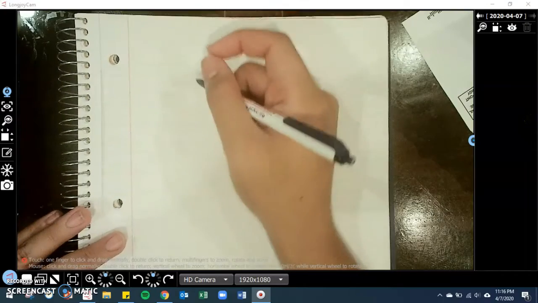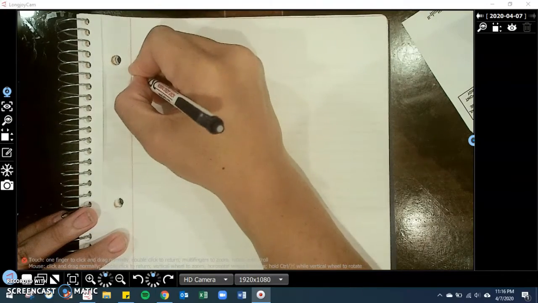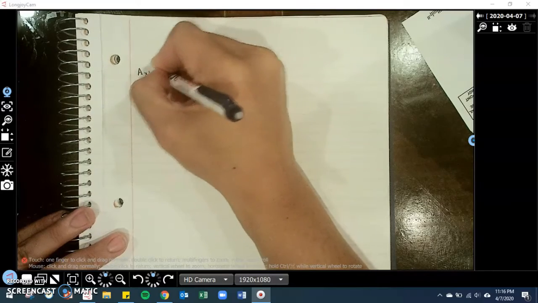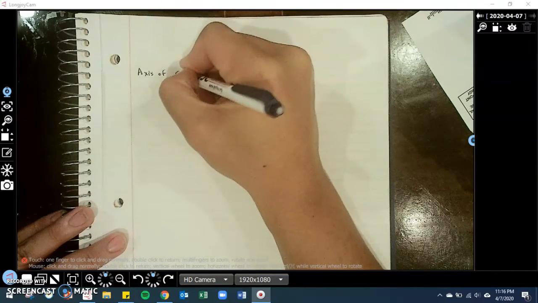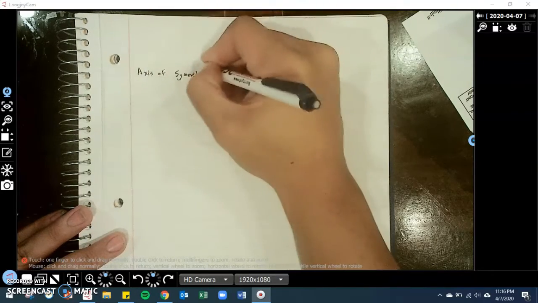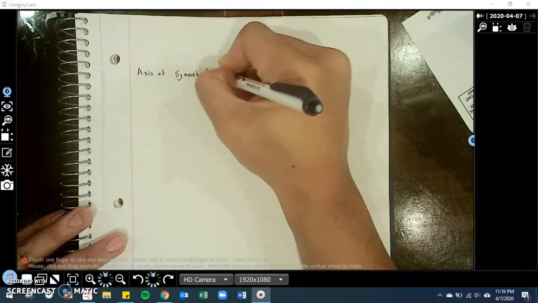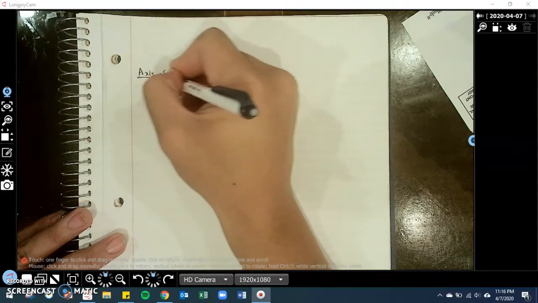Hello students, today we are going to be covering something called axis of symmetry with our parabolas and vertex, which we've gone over before. Okay, so I'm going to go and put that there.